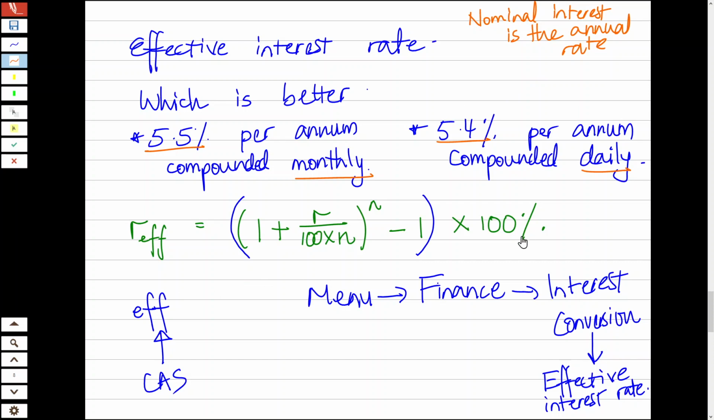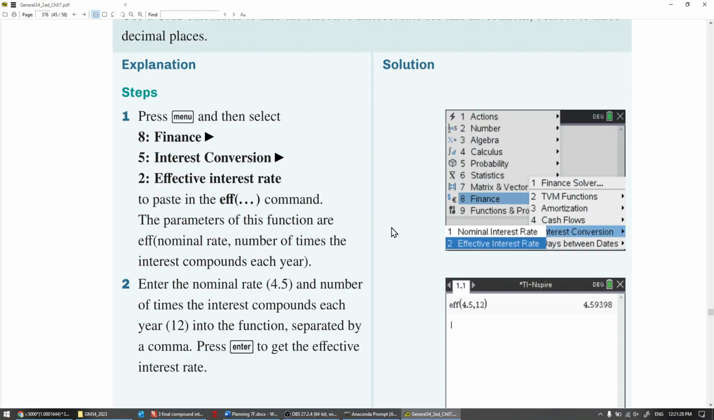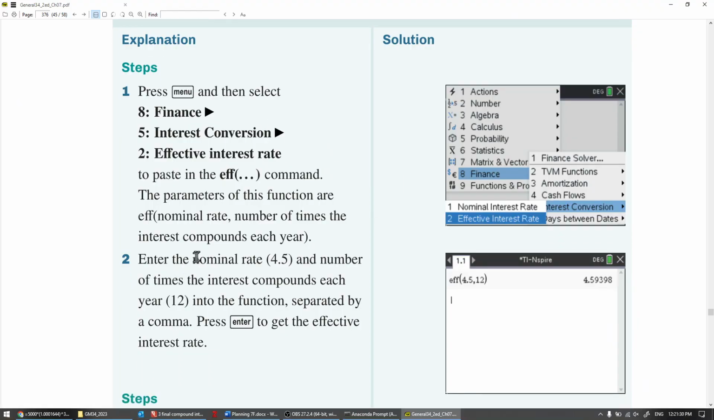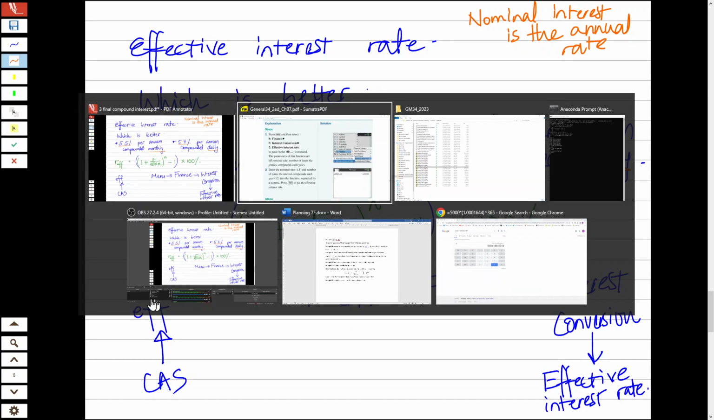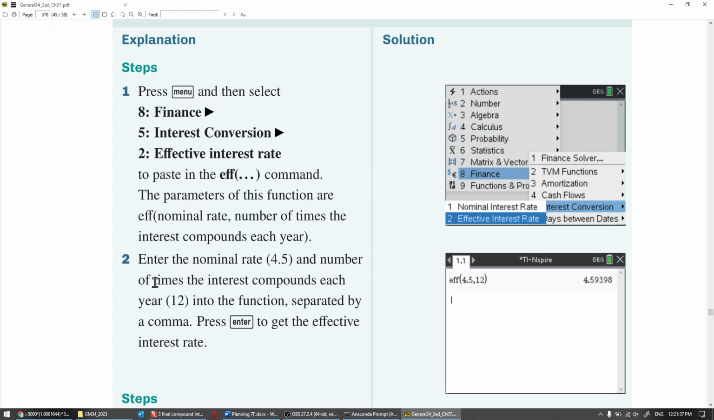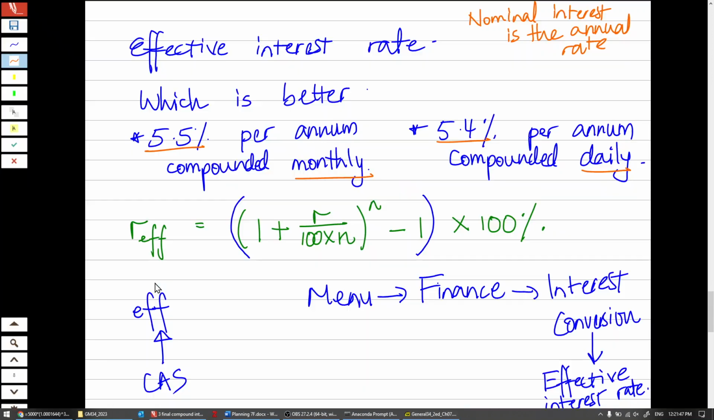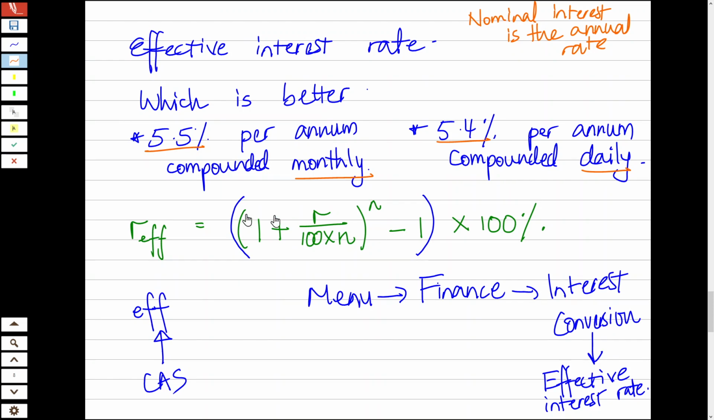Okay? Now, when you use this function on your CAS calculator, you need to give it some information. So you need to tell it the nominal rate. So the first one will be 5.5. And then you need to tell it how many times you're compounding. So if it's monthly, you'll compound 12 times. If it's weekly, you'll compound 52 times. If it's daily, you'll compound 365 times. All right, so go ahead and do that and see what effective interest rate it spits out.